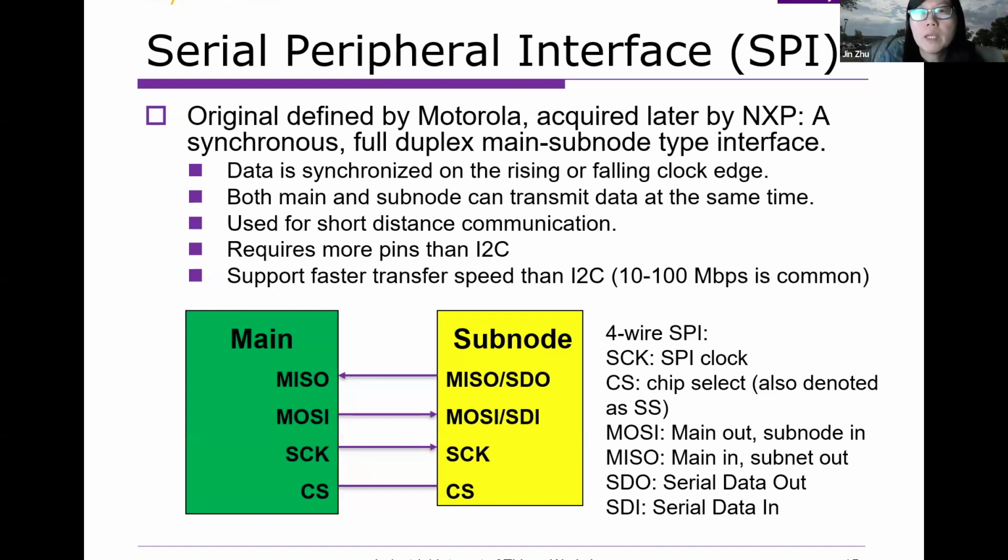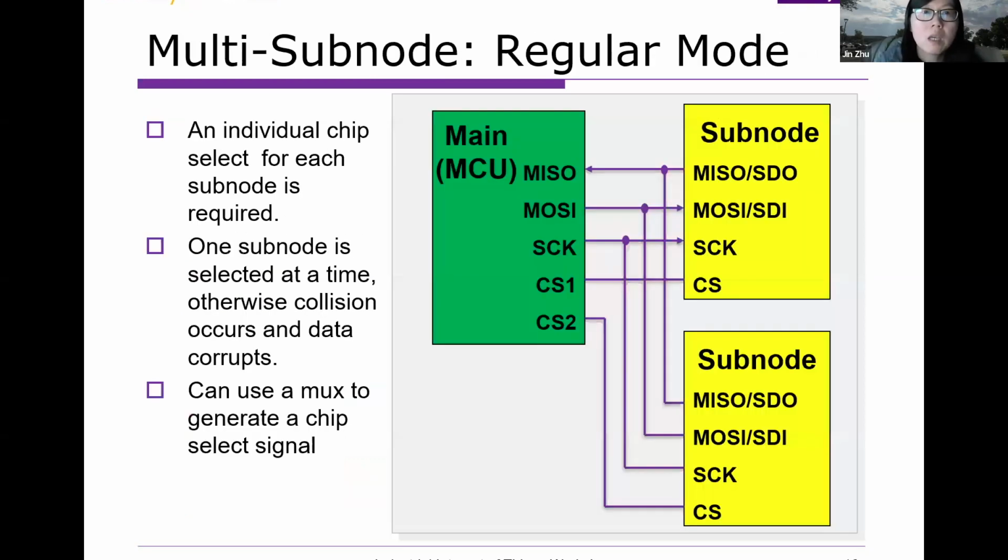Okay, so there are 2 different ways to connect it. One main to multiple subnodes, and this is the regular mode. So you can see over here, the main microcontroller can connect multiple of them. Individual nodes will each have a chip select signal that is controlled by the main microcontroller, and it's going to select one subnode at a time. You could also use a multiplexer to generate the chip select signal, because those subnodes are sharing the data bus with the main node. So they cannot have two subnodes working at the same time. Okay, that is going to cause conflicts and data corruption.